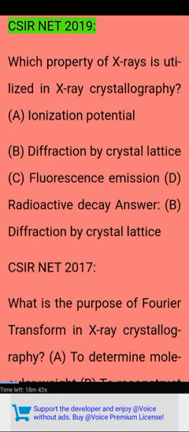CSIR NET 2019. Which property of X-rays is utilized in X-ray crystallography? A. Ionization potential. B. Diffraction by crystal lattice. C. Fluorescence emission. D. Radioactive decay. Answer: B. Diffraction by crystal lattice.